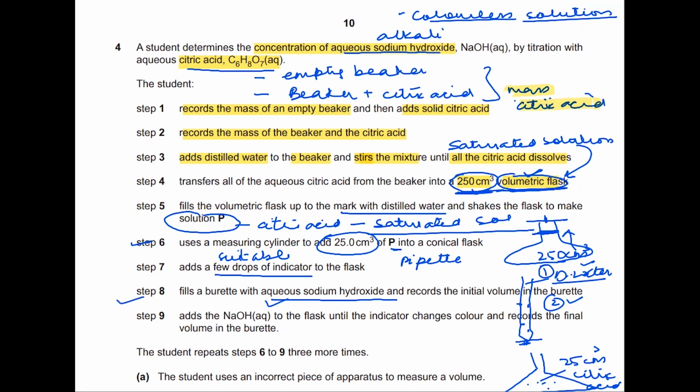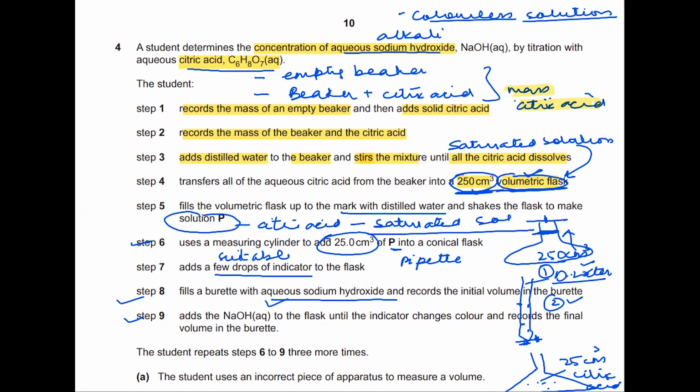Now that is what we have done in step 8. We have taken the NaOH in our burette and we recorded the initial volume, filling the burette up to the mark. Now after that, step 9, add NaOH into the flask until the indicator changes color. We keep a white tile under the conical flask so that even the smallest change of color is observed by us. Then we open the tap of the burette and drop one drop at a time into the conical flask.